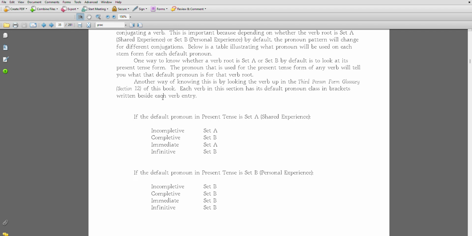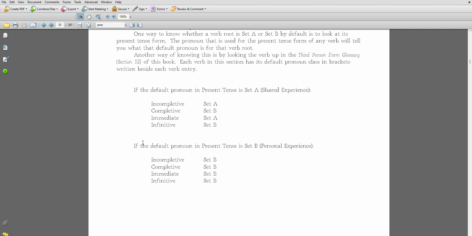If the default pronoun in present tense is set A, shared experience, it will take this pattern. The incompletive stem and all its expressions will be set A. The completive stem will be set B. The immediate stem will be set A. And the infinitive stem will be set B.